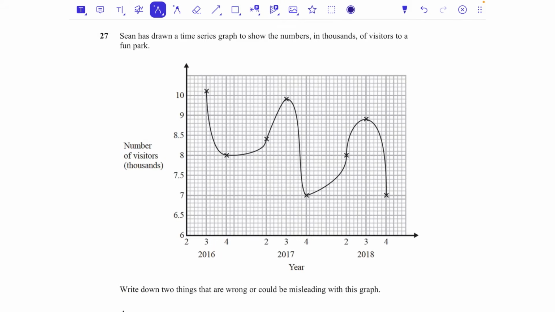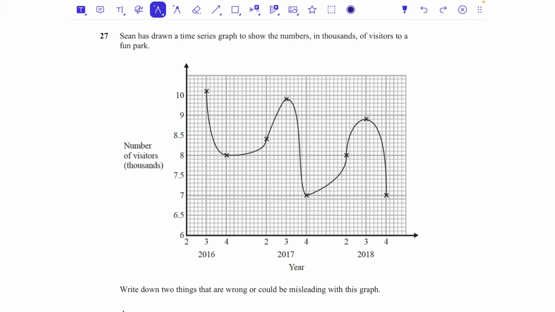Question number 27. Now, this was quite a tricky one. Sean has drawn a time series graph to show the numbers in thousands of visitors to a fun park. The number of visitors in thousands here on the y-axis, so this is going up. Now, I remember marking this one back in 2019, and a lot of students said, oh, they didn't put thousands on the axes. That's okay, there's nothing wrong with that. It clearly says thousands here, so we're okay with that.